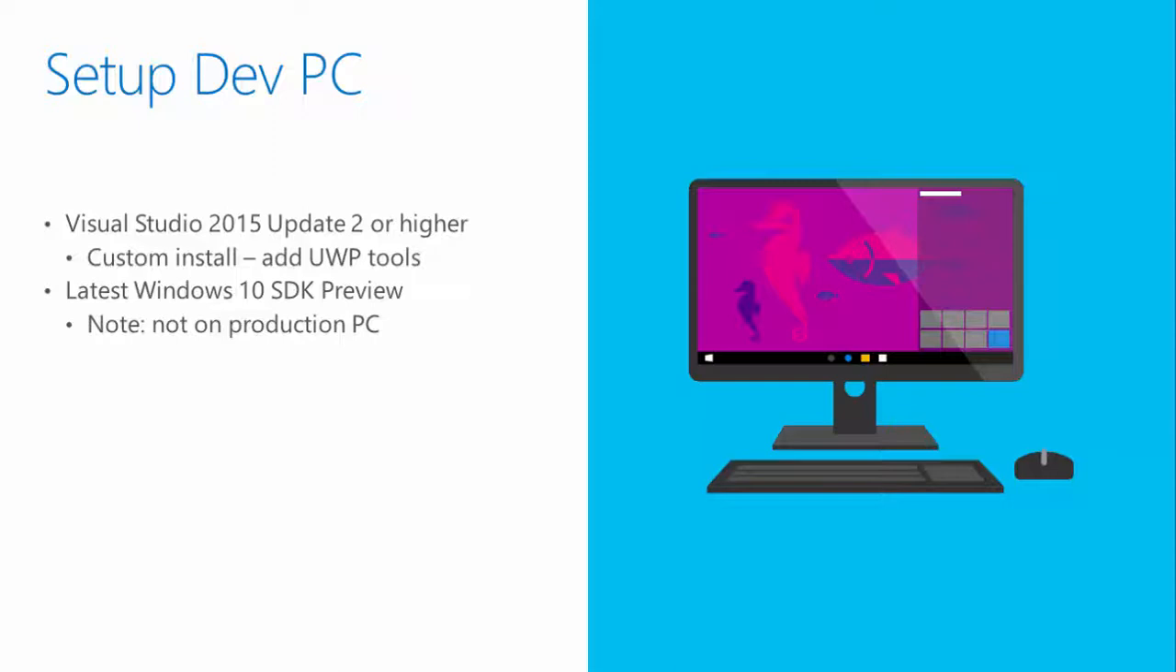Now there's a big gotcha on this one, which is as soon as you install the Windows 10 SDK preview, it means you can no longer deploy applications to the store. So you don't want to be using this on your production machine. If you've already got a commercial application out in the store and you need to be releasing updates, don't put this on the same machine as that because you will be blocked from deploying builds.